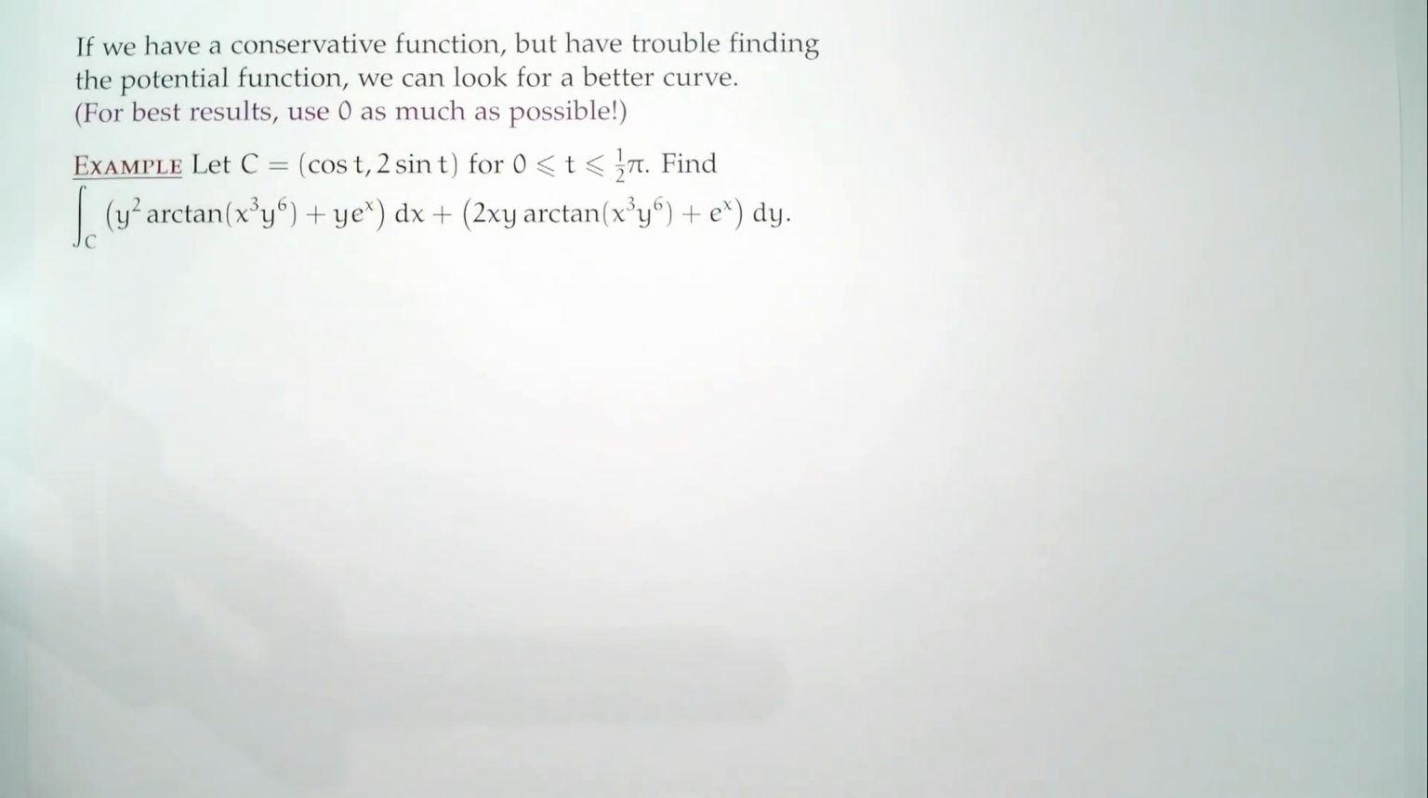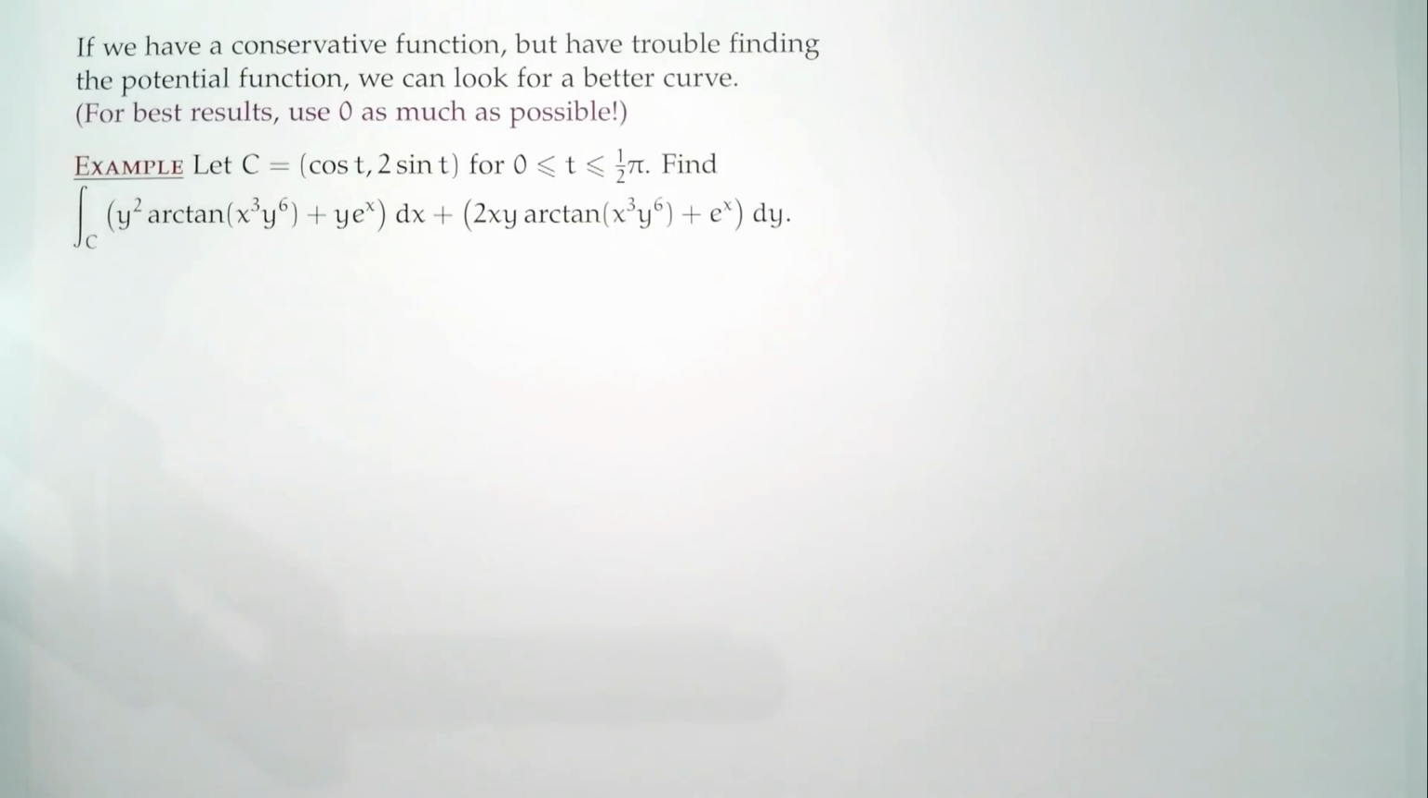Suppose we have a conservative function, but for some reason you have trouble finding the potential function. Well, it can happen. We learned in Calc 1 and really learned it in Calc 2, there's a lot of stuff that's hard to integrate. So, hope is not all lost.